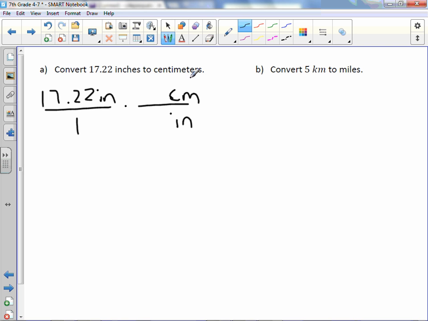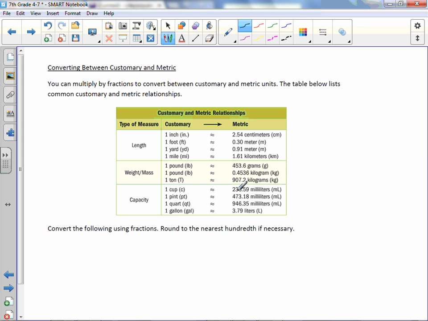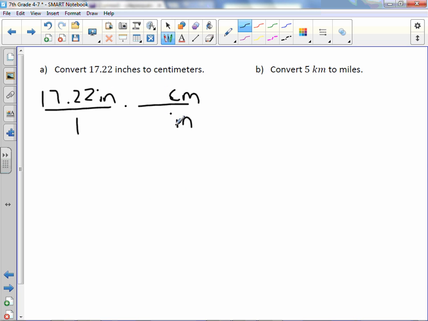So now look, we need a conversion that has inches and centimeters. So take a look at your chart. It looks like we've got 1 inch is approximately 2.54 centimeters. So I have 1 inch and 2.54 centimeters. Now we just multiply across. The inches cancel out, so I am left with centimeters in my answer.